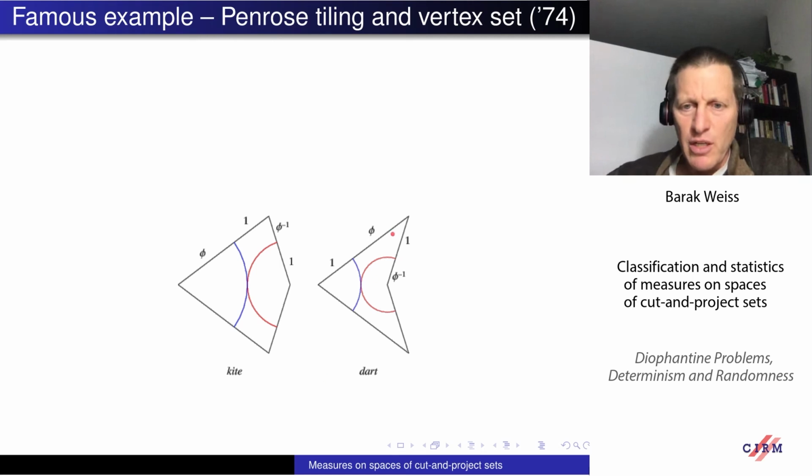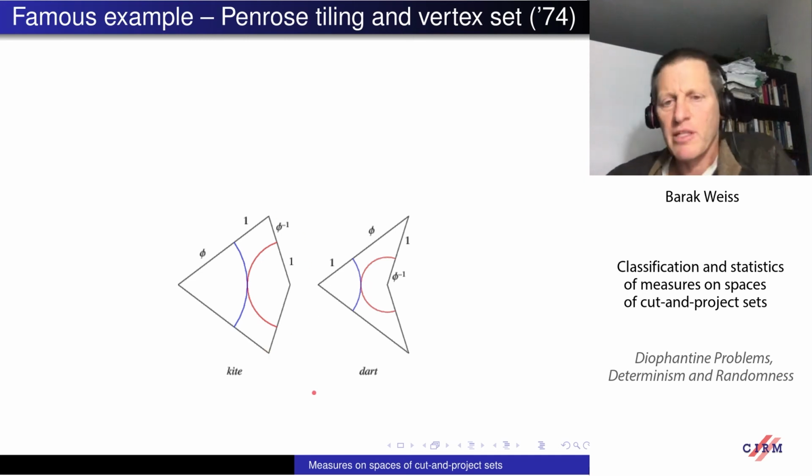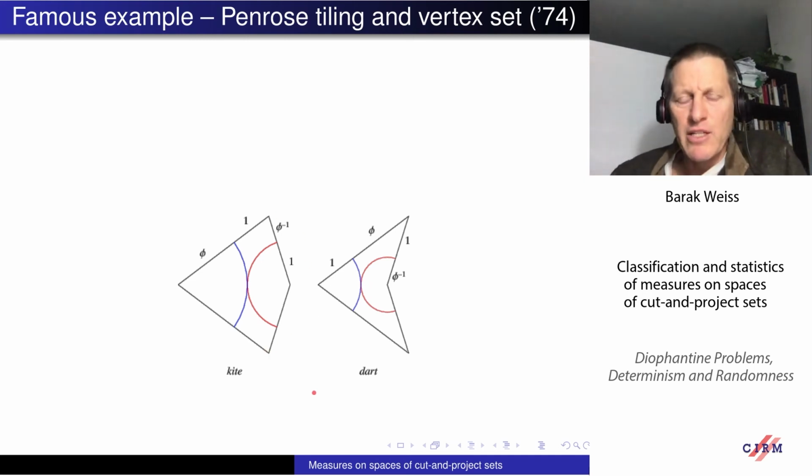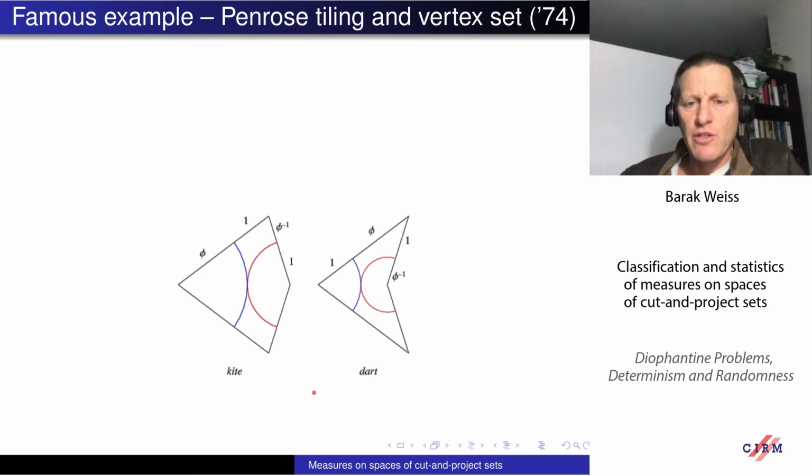In other words, I'm not allowed to reflect this dart and glue it here, because then the red line wouldn't match up properly. If I were able to do that, then I'd fill up a kind of rhombus, and this rhombus would tile space periodically. Penrose's discovery was that using these 2 pieces, you can tile the plane, but only aperiodically. So this is a very nice example of an aperiodic tiling.